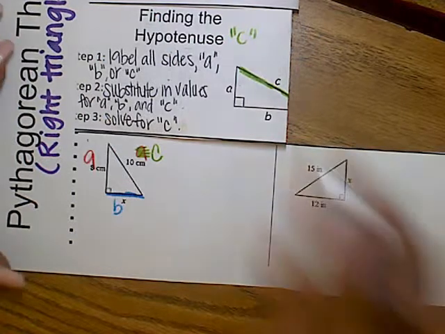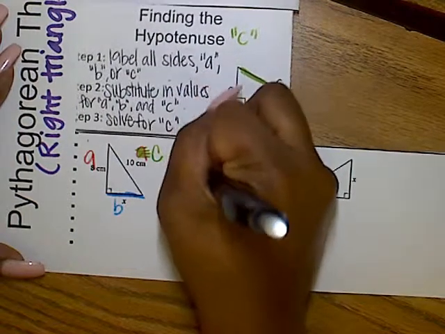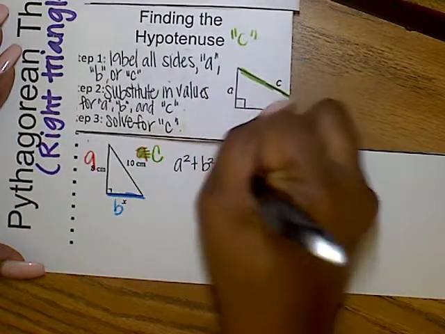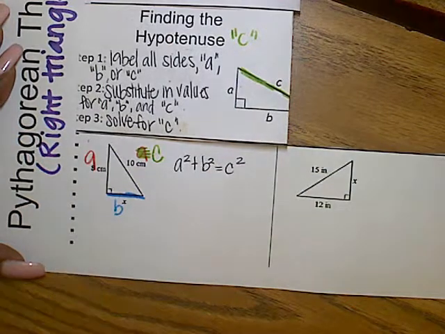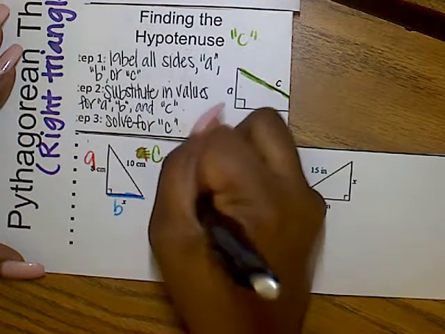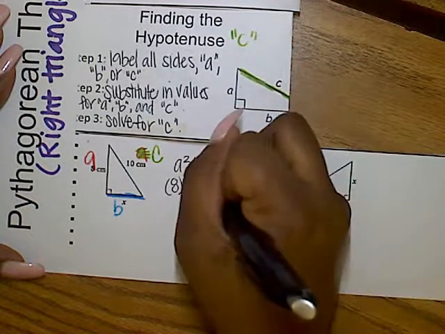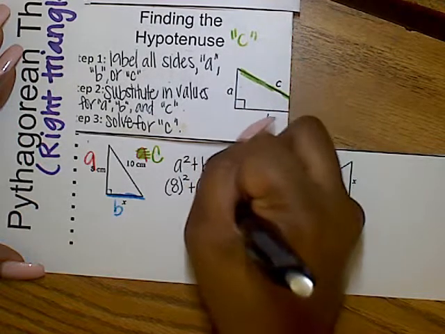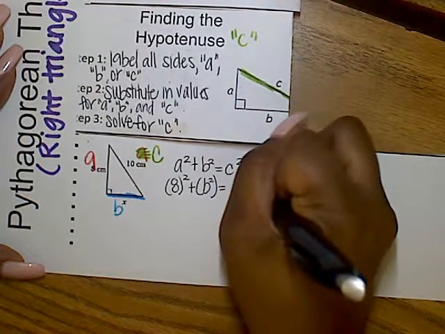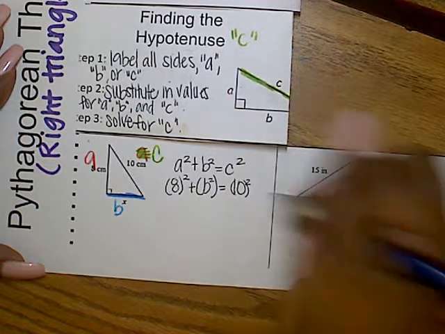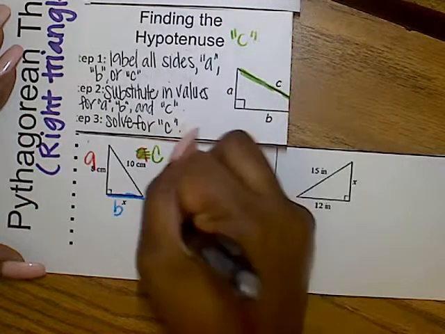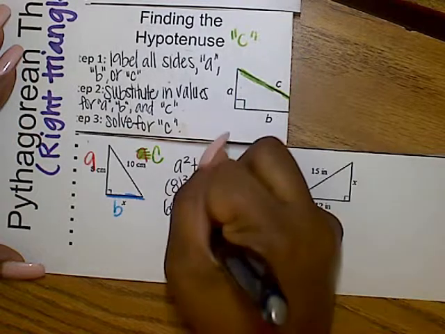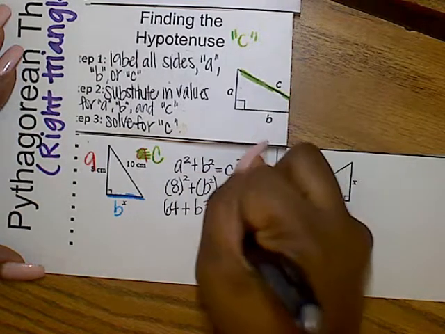And so now let's just go ahead and write our formula. A squared plus B squared equals C squared. So again, we have 8 squared plus B squared, we don't know, equals C squared, which is 10 squared. Okay, so 8 squared we know is 64. B squared is just B squared, and 10 squared is 100.